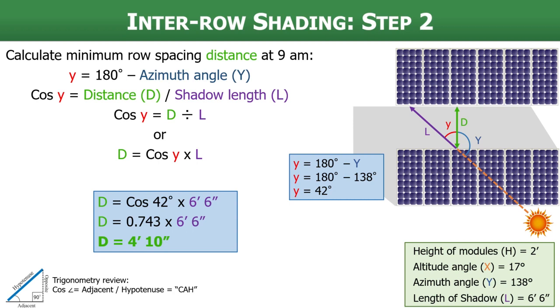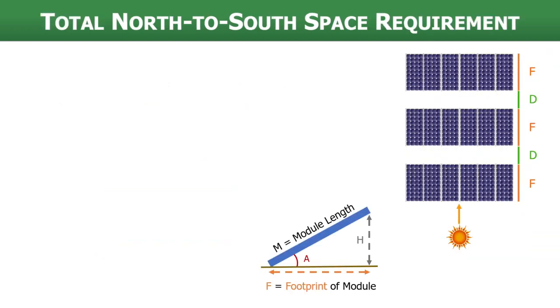Please review this, read the notes contained with each presentation and each slide, and certainly use your online instructors if you're struggling with this section. Now that we've determined the row spacing between rows as 4 feet 10 inches for this example, let's go ahead and look at our total north-south space requirement.